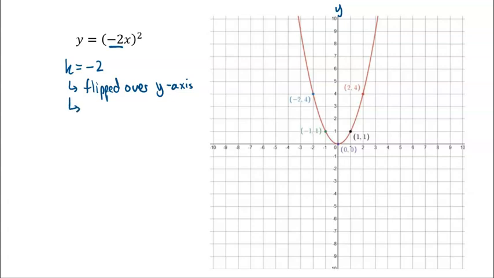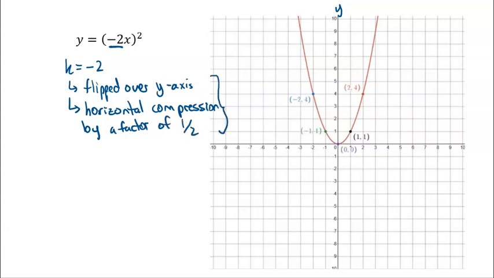And it's also going to be a horizontal compression in this case, because it's always the reciprocal of the number you see there. It's a horizontal compression by a factor of 1 over that number, 1 over 2. And so, in effect, what we're going to do is multiply all the x values by negative 1/2. The negative flipping over the y-axis, and the 1/2 horizontally compressing it by the factor of 1/2.